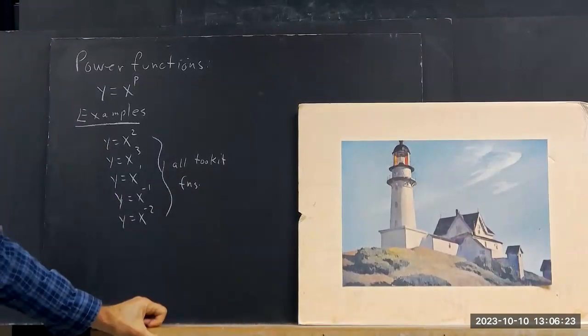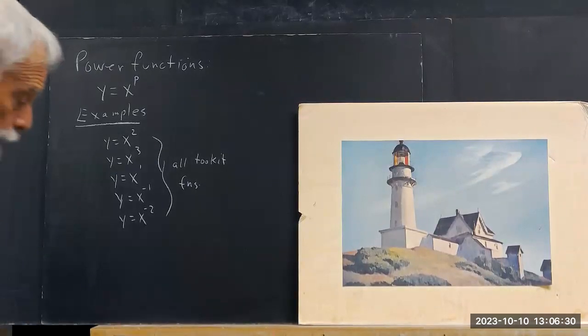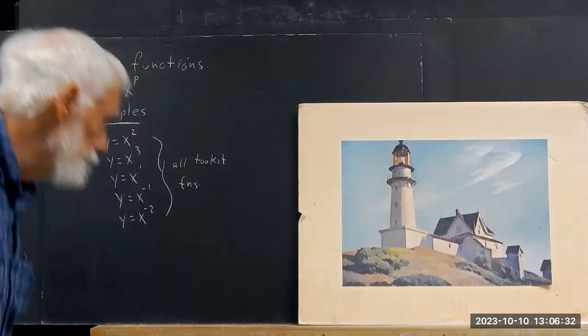These five are toolkit functions. Toolkit functions are pretty heavy on power functions. And what do the graphs of these look like?